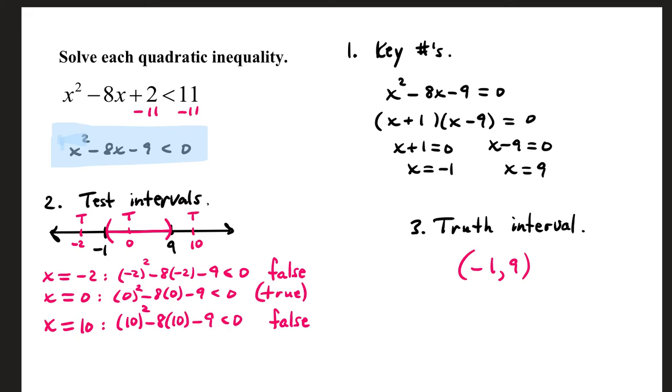The only interval of truth was between the key numbers. Our inequality is not underlined, so parentheses all the way. Any number between -1 and 9, not including the end numbers, will satisfy this problem.